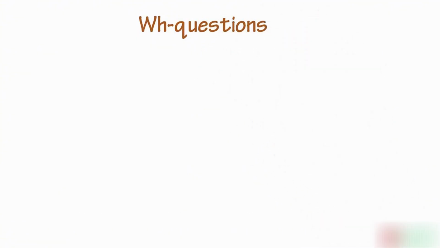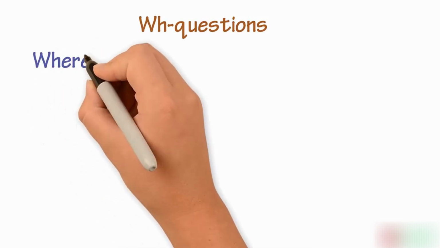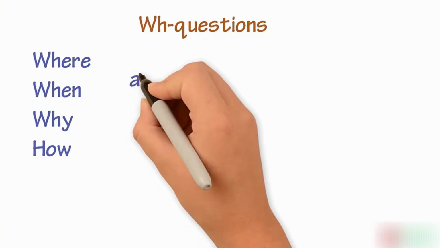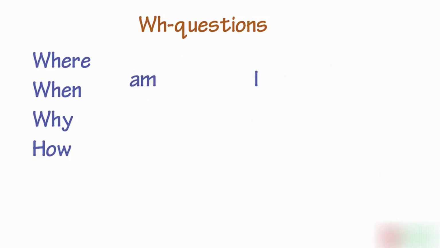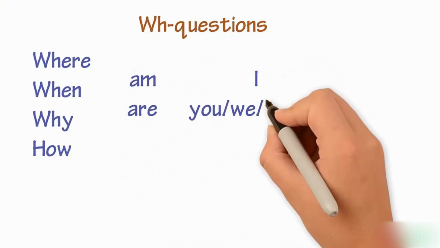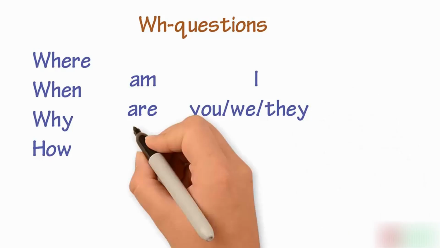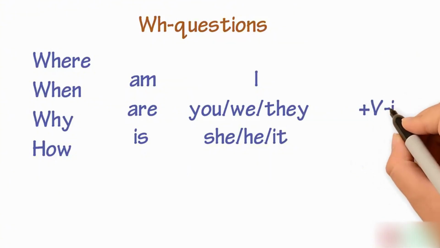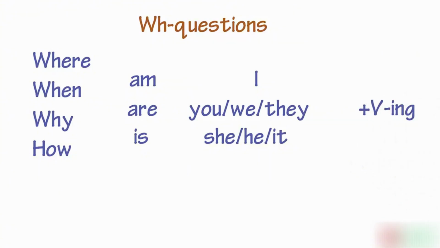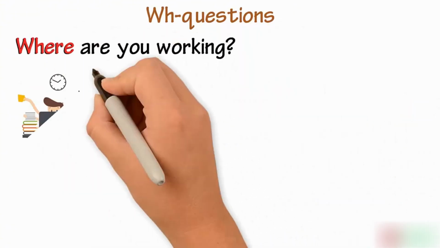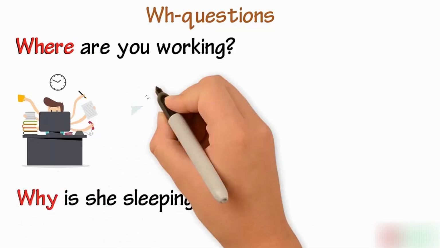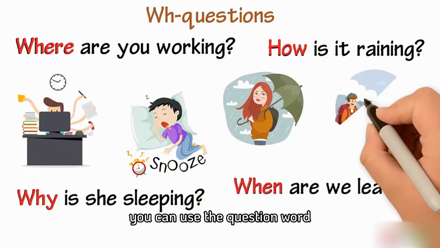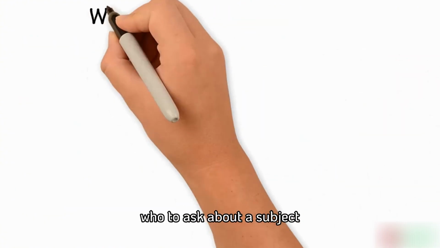For WH questions, we also invert the subject and the verb and simply write the question word at the beginning. Where, when, why, how, plus am I, or are you, we, they, or is she, he, it, plus the verb ending in ing. For example, where are you working? Why is she sleeping? How is it raining? When are we leaving?